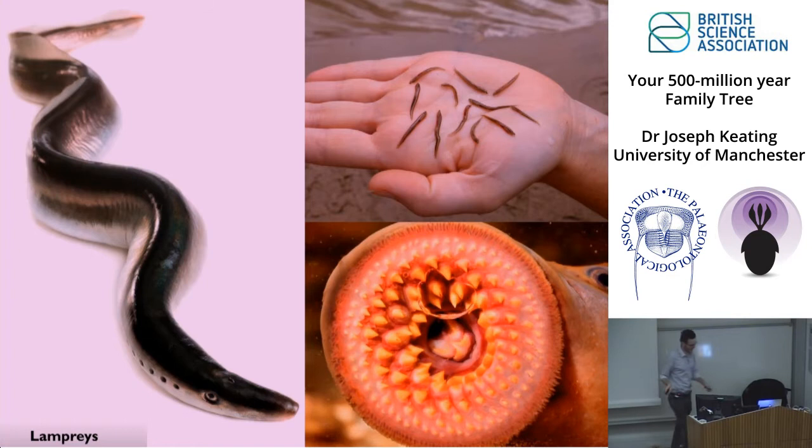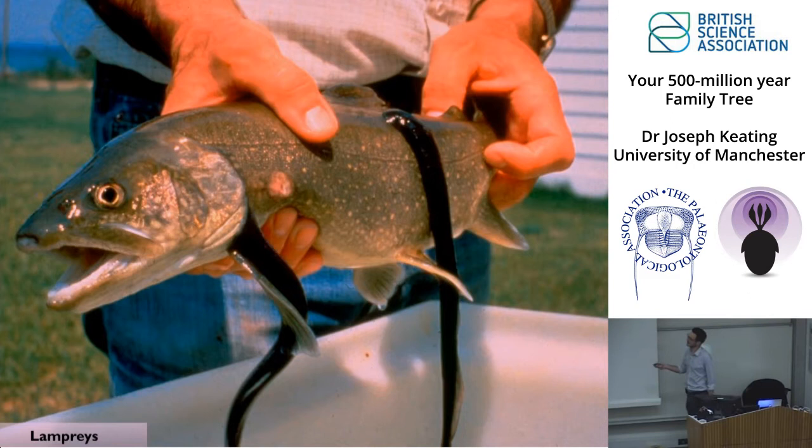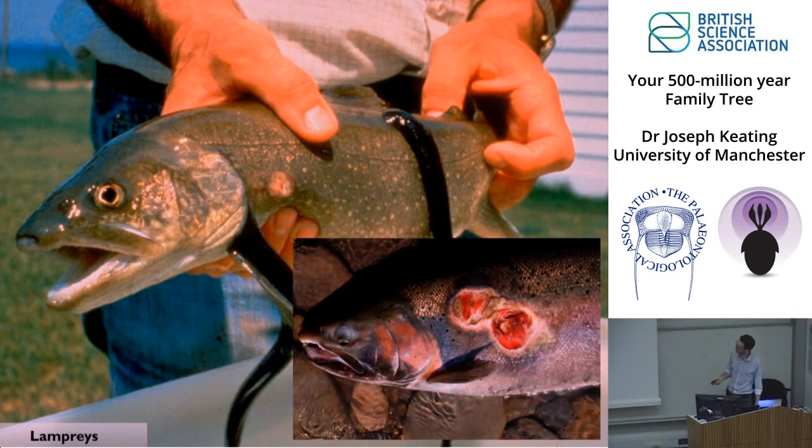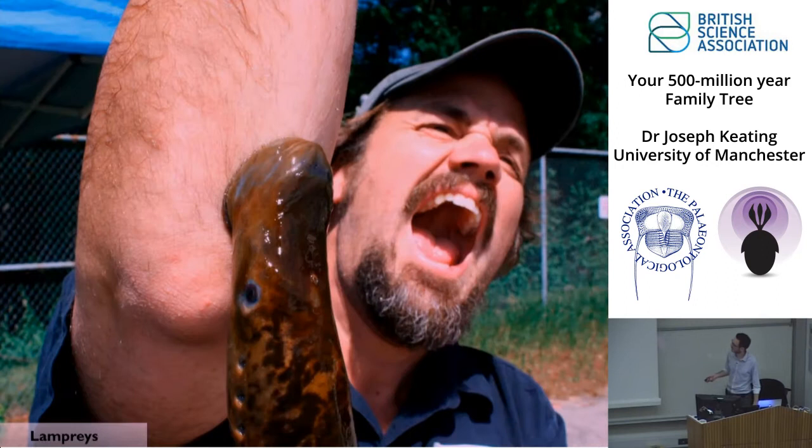And what they do with these sucker-like mouths is quite frightening. They are parasites, and they feed on unsuspecting prey like this fish. They attach on with their sucker mouths and rasp away at the flesh using a barbed tongue, where they feed on the blood and the tissue, leaving puncture-like wounds on the poor unsuspecting fishers or unsuspecting anglers.